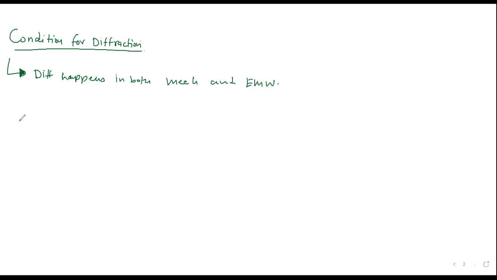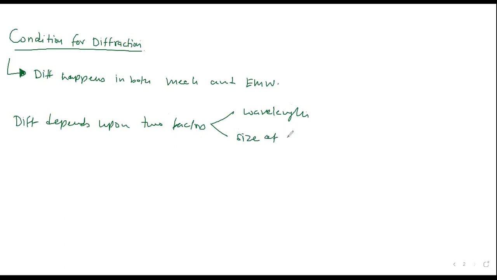So what's the condition of diffraction? Diffraction depends on two factors. One is the wavelength. If you're talking about diffraction of light, then the wavelength of light; if you're talking about sound, then the wavelength of sound. And second depends upon the size of your obstacle or aperture. It depends on these two things only: the wavelength of the wave you want to diffract, and the size of the obstacle or your aperture.